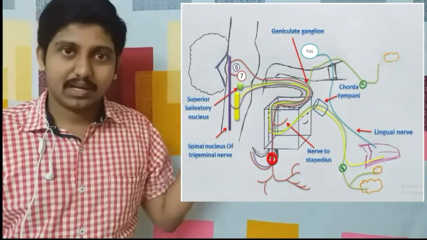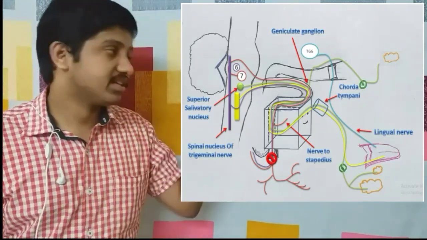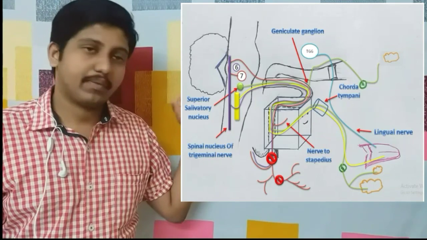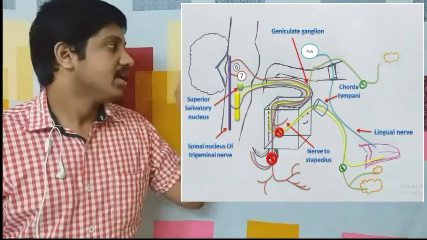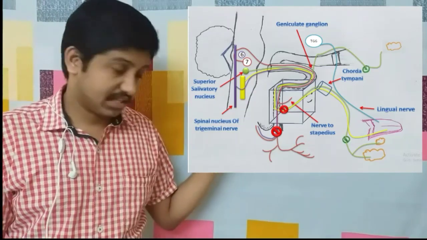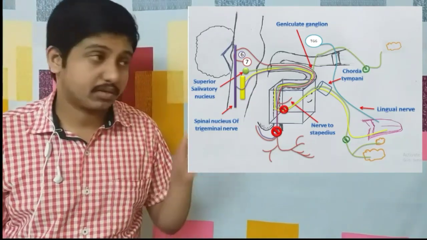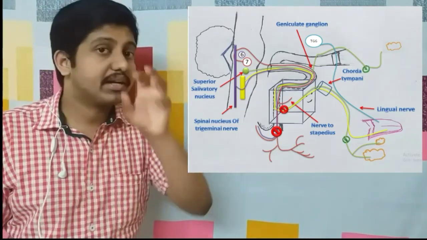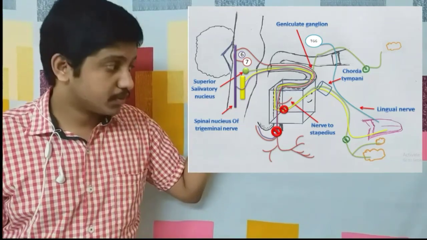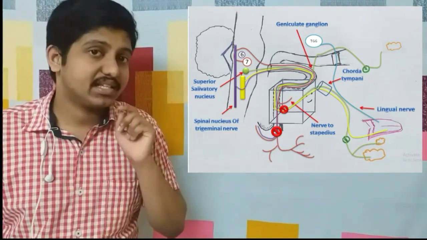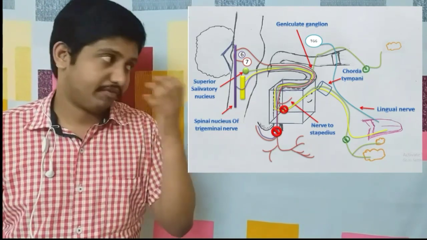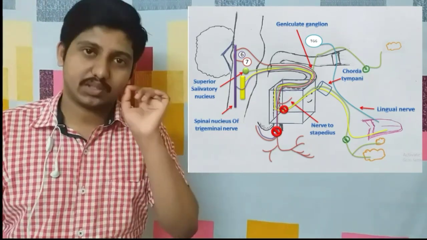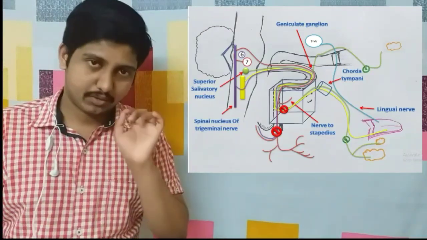Now let's go to the next level of lesion, that is, when it occurs just before the branching of the chorda tympani. When it occurs just before the branching of the chorda tympani, what happens? We know that the chorda tympani contains the parasympathetic fibers towards the submandibular and sublingual salivary glands, and also taste fibers from the anterior two-thirds of the mouth.